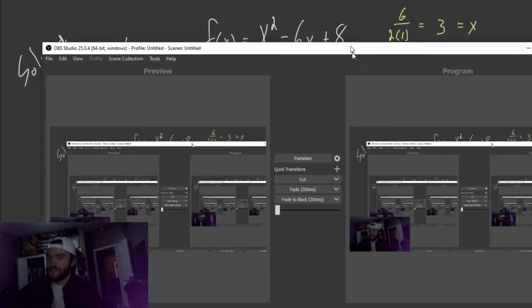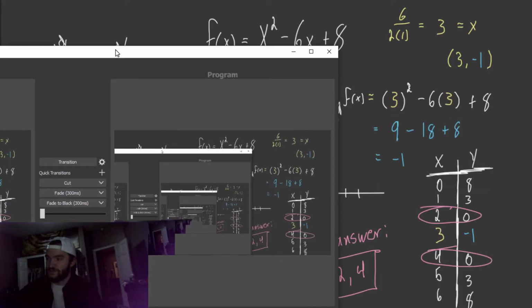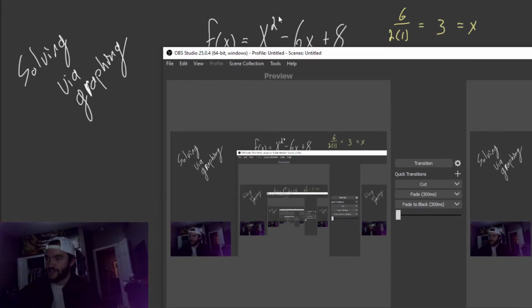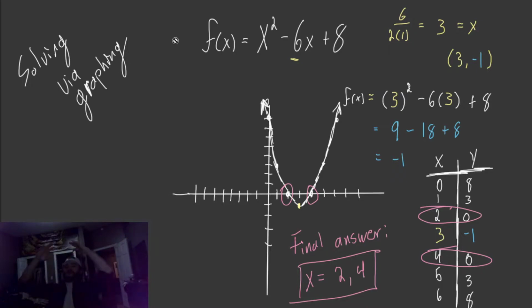Let me make sure you guys can see all this. Yes, you can see everything. We're talking about graphing, right? That's what we did on Monday. You just graph the quadratic, figure out where it crosses the x-axis, and then that's your solution. Those are your zeros. That's your roots. Amazing.